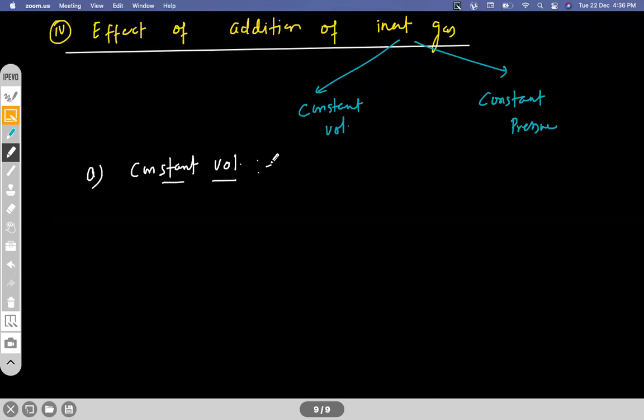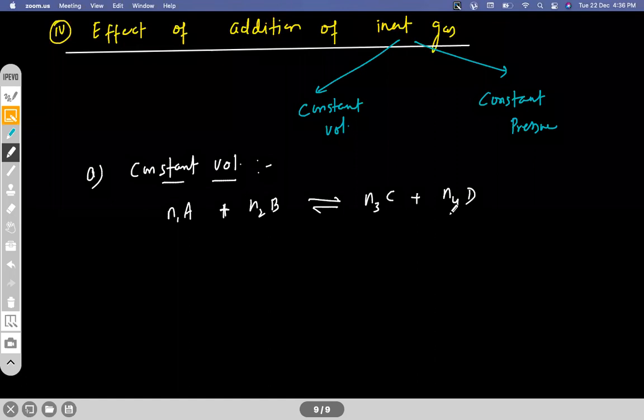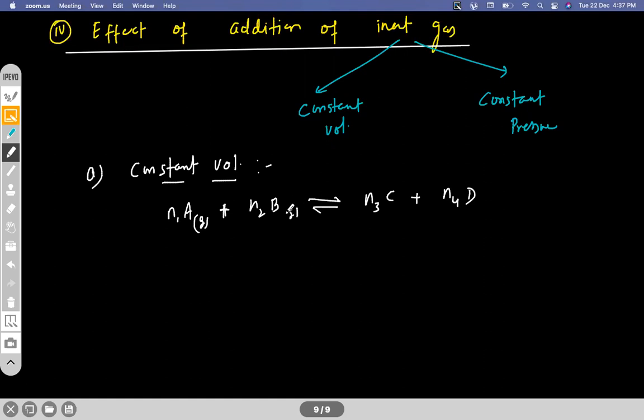Okay. So suppose we have a reaction n1 A plus n2 B gives n3 C plus n4 D. This is the reaction we have. n1, n2, n3, n4 are the respective numbers of moles. So if you write down the gaseous phase, suppose we are taking it here.